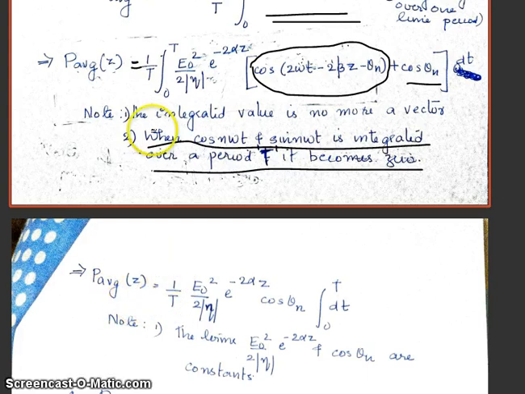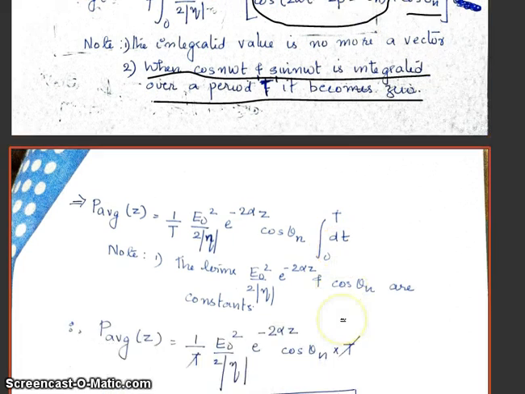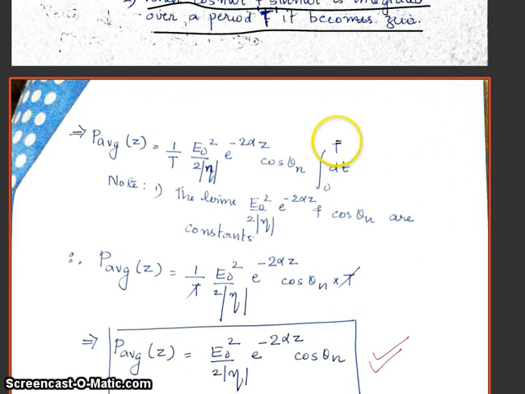is equal to 1 by T, then E naught square and eta are constant, so I am taking that term outside: E naught square by 2 eta. Then e raised to minus 2 alpha Z is also a constant, that is also taken out. Then cos theta n is also constant, that is taken out. Finally I will get integral 0 to T dt. Okay, so what is integral 0 to T dt?